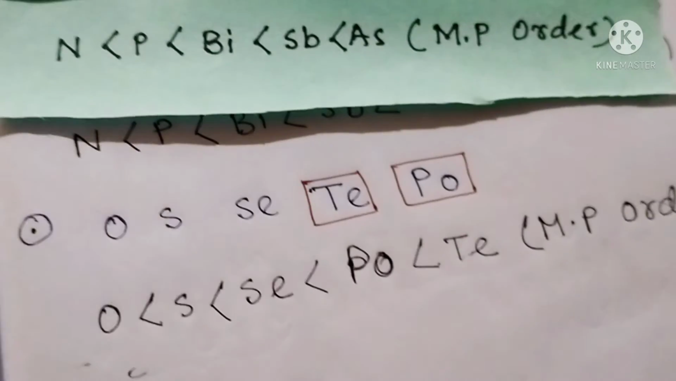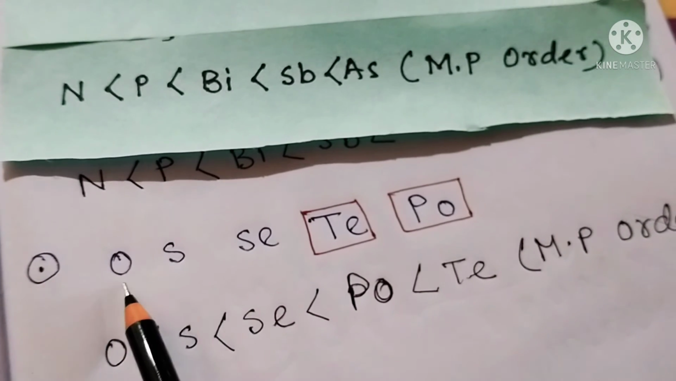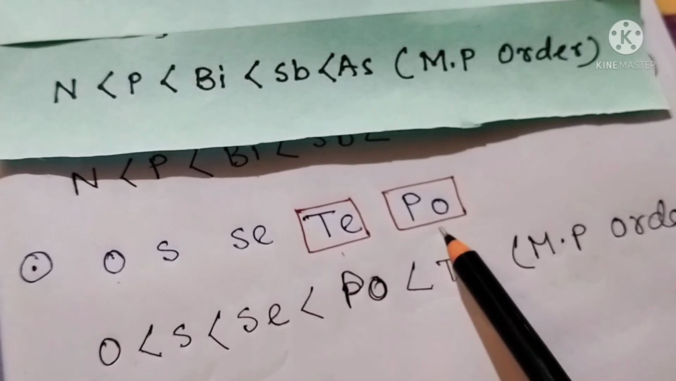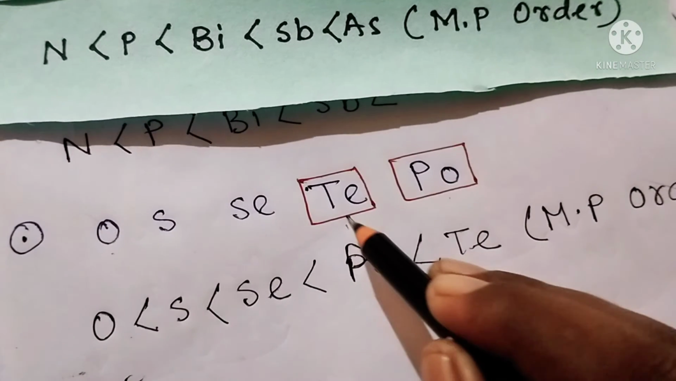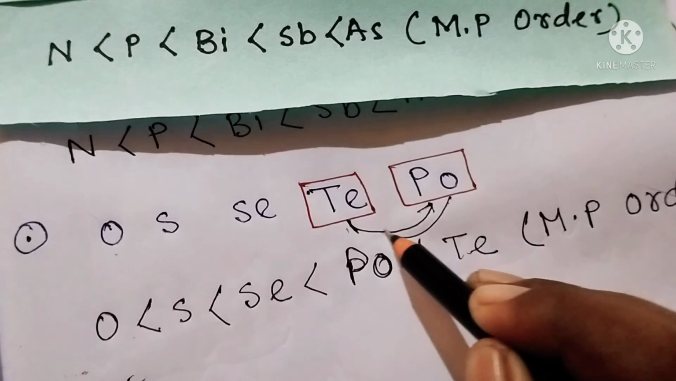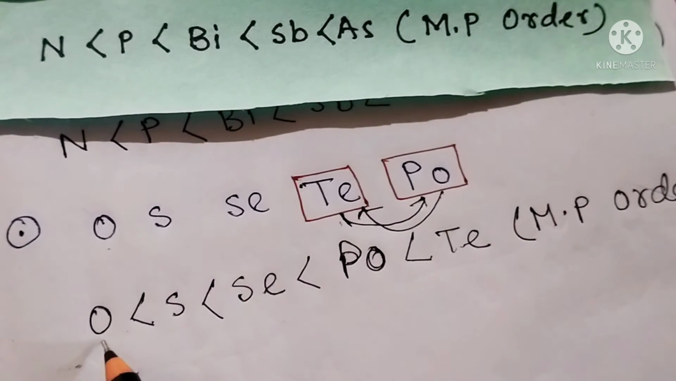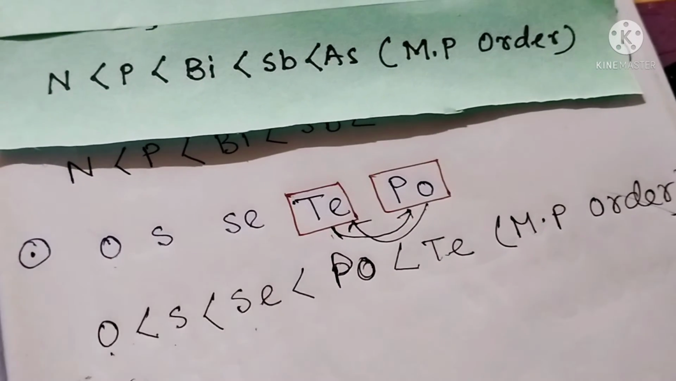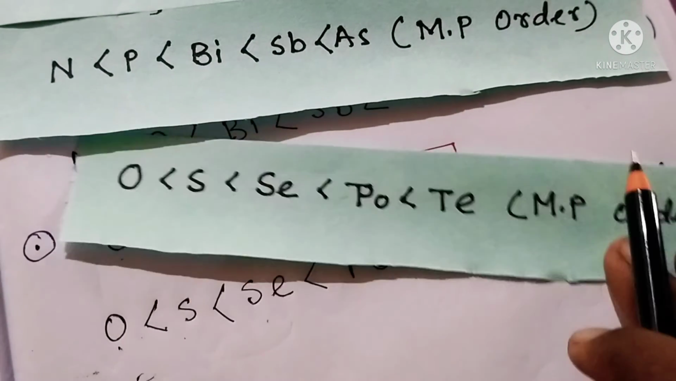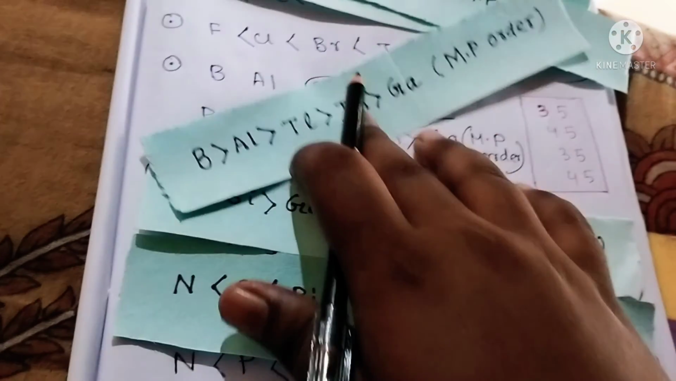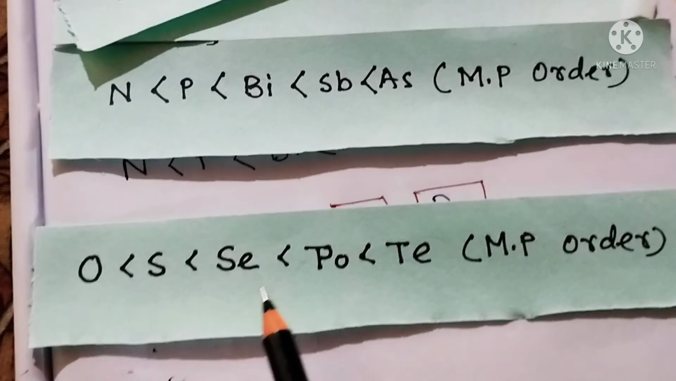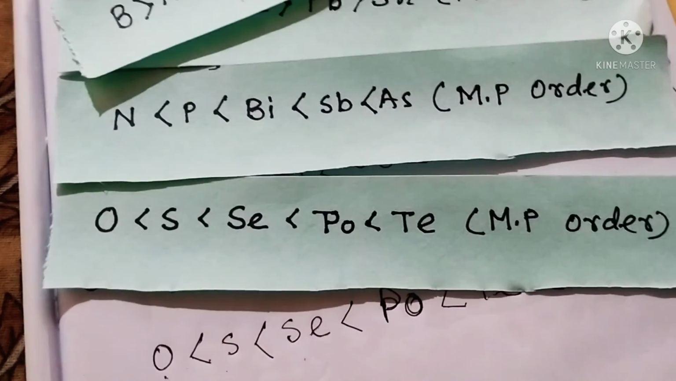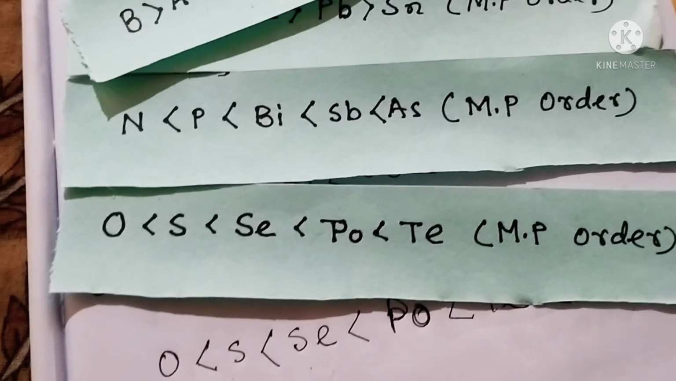Now let's see the oxygen family: oxygen, sulfur, selenium, tellurium and polonium. How do we write it? Here we have to remember 4th and 5th. This shifts from here to here and this shifts from here to here, and as a result we get oxygen less than sulfur, less than selenium, less than polonium, less than tellurium. This is the melting point order. So make such a paper cutting, write the melting point and boiling point orders and paste it in an exercise book or on the wall which you see every day.